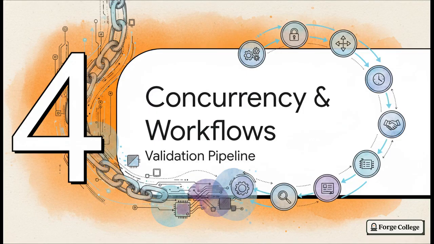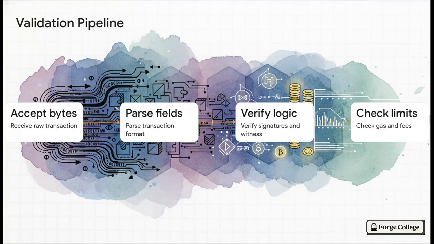Okay, Section 4. Concurrency and workflows. The 7-step validation pipeline. So how do these two engines actually run when you turn the key? Let's trace a validation pipeline they both use. Steps 1 through 4 are essentially identical for both blueprints.